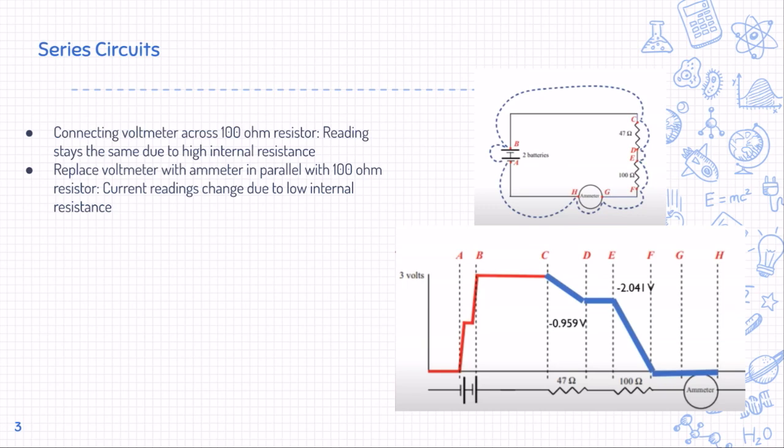In cases like C to D and E to F, where we see a slope, that means there are changes in potential difference, and this is due to resistance being applied at those points, as you can see here on this diagram.